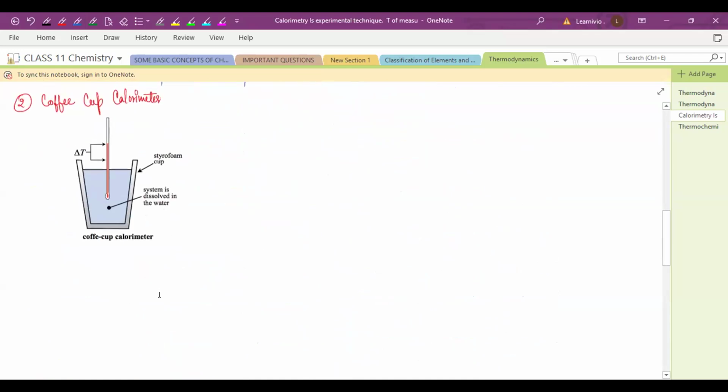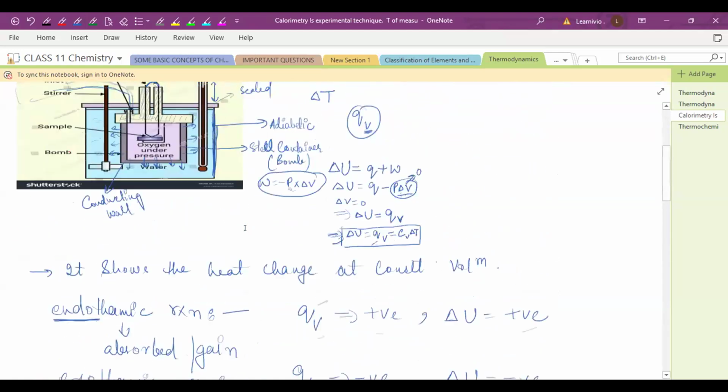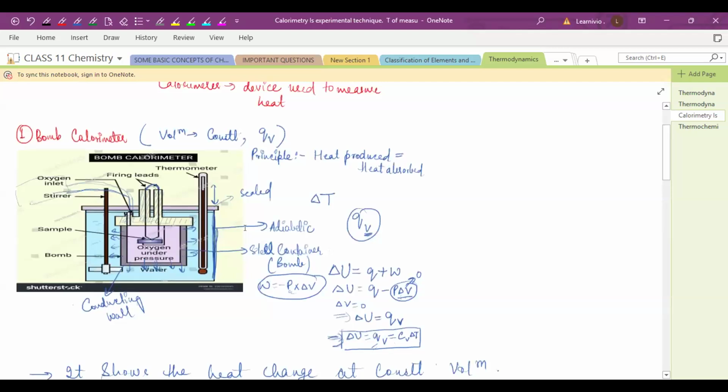Next is your coffee cup calorimeter. See, it just looks like this. In the coffee cup calorimeter, this is an open type of system. It's not isolated. What did we have in the bomb calorimeter? It's an isolated system, sealed from the outside surrounding. Heat exchange was not happening between the surrounding and the system.